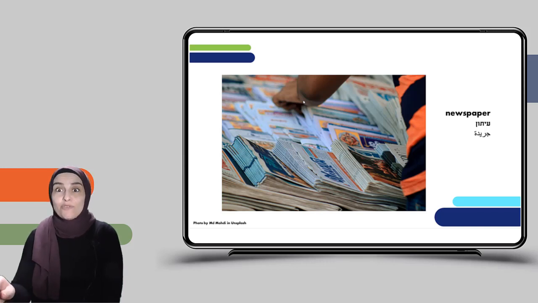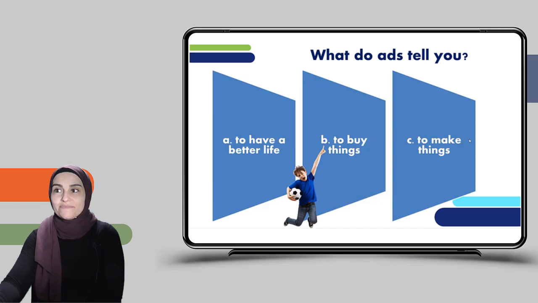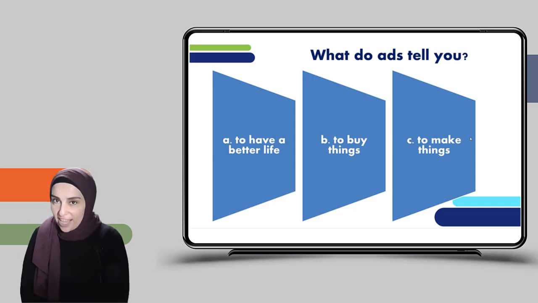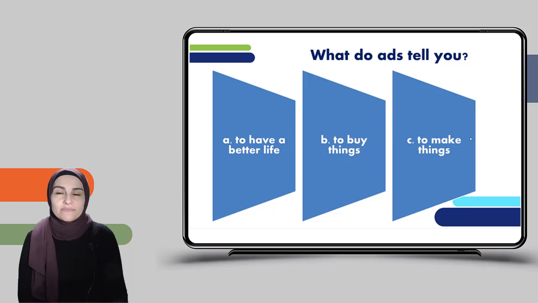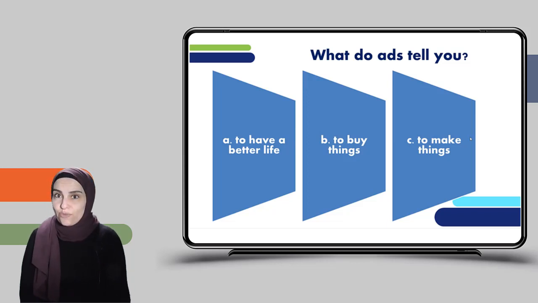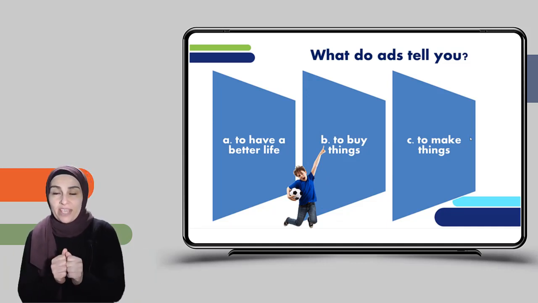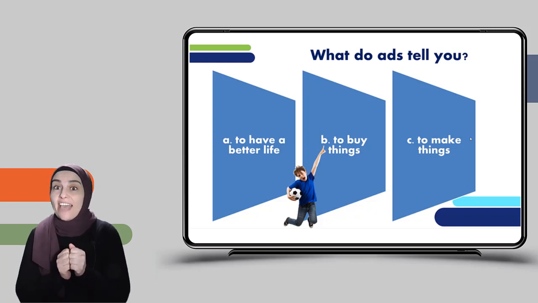Great! Let's move on. Okay, so what do ads tell us? Do they tell us to have a better life? Or do they tell us to buy things? Or do they tell us to make things? What do you think? What do ads tell you? Right, to buy things. That's why we have ads. We have ads for many products. Can you think of products that have ads?